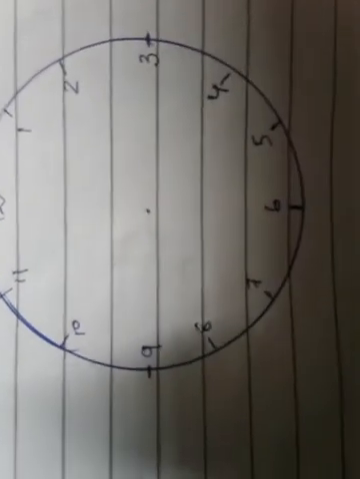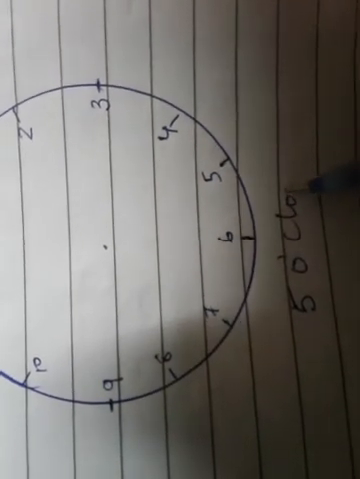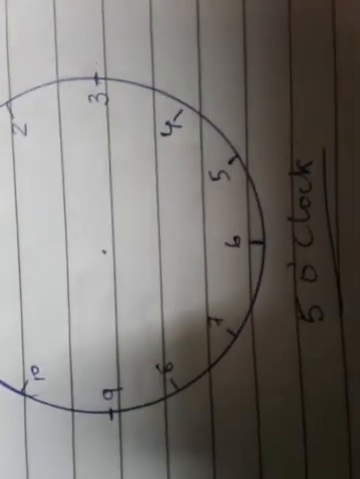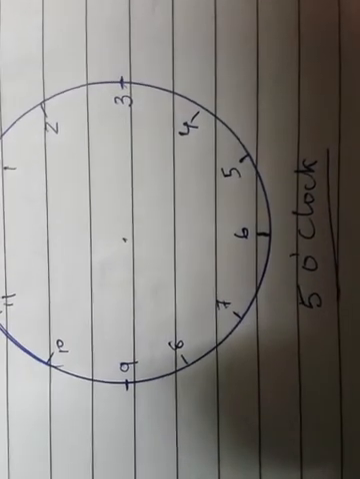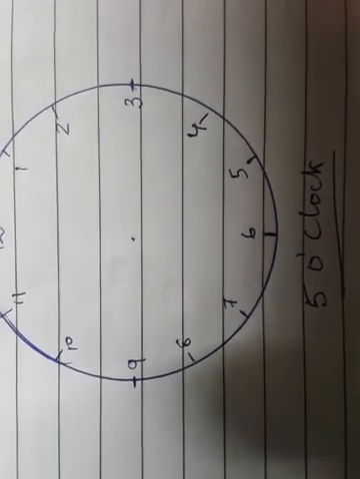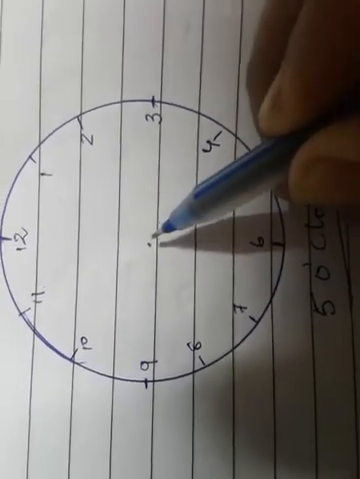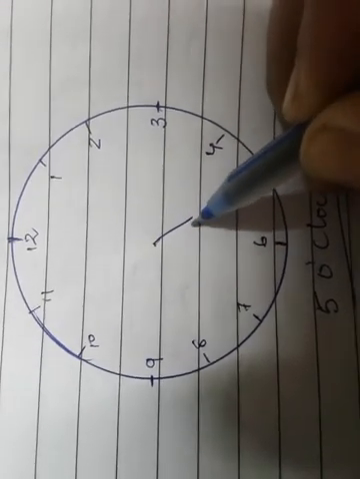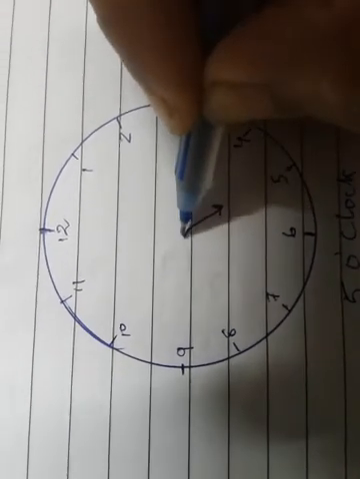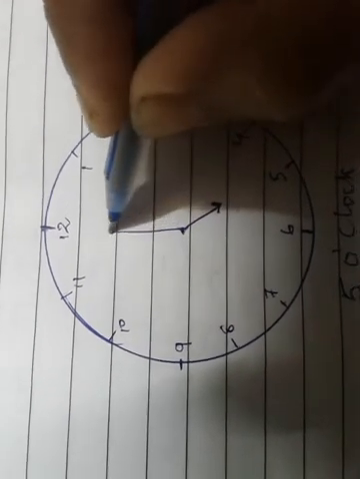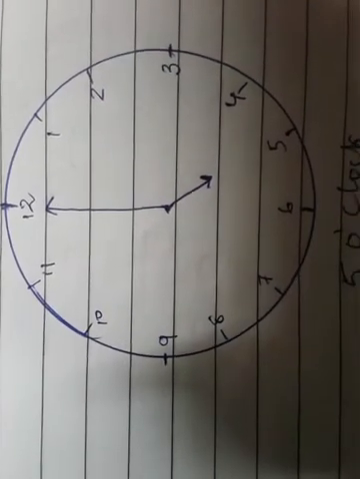Say I want to draw a clock showing 5 o'clock. So before drawing, always write the time below the clock. And in shapes also I have told that your drawing should show me the name of the shape. While you draw a clock, please don't forget to write the time. 5 o'clock means this short hand will be towards 5. So I'll draw a short line pointing towards 5, and a little bit longer line pointing towards 12. This is 5 o'clock. Okay.